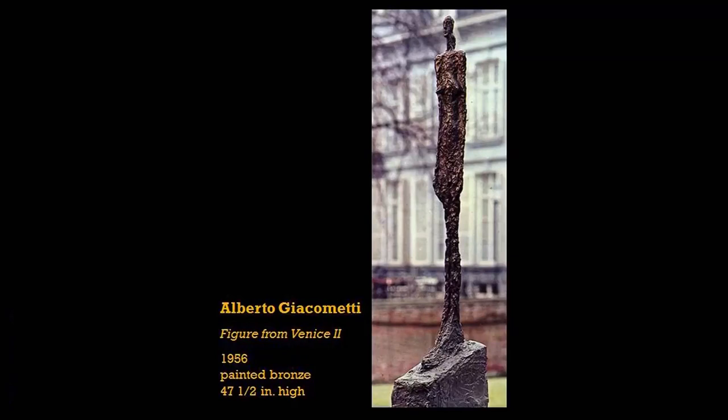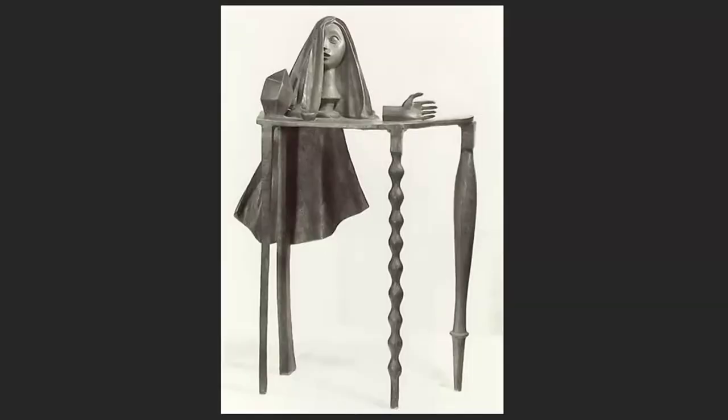In fact, when you look at the sculptures made by Giacometti one after the other in different postures, or sometimes like this one, when you look at the sculpture called Figure from Venice 2, it seems that she doesn't have any posture at all, a long standing, almost like a tree trunk. She rises from the stone. This is now in bronze.